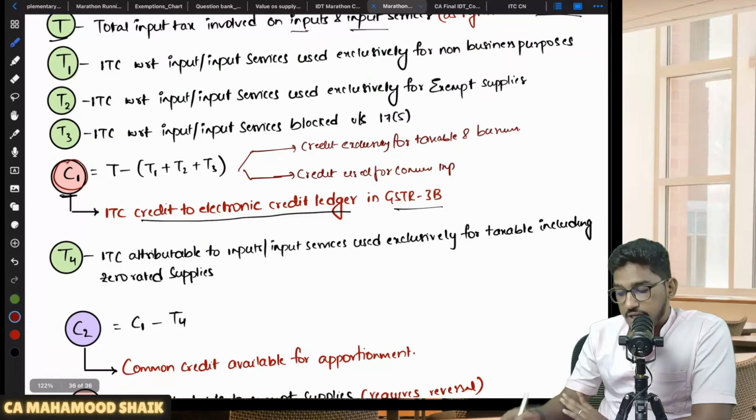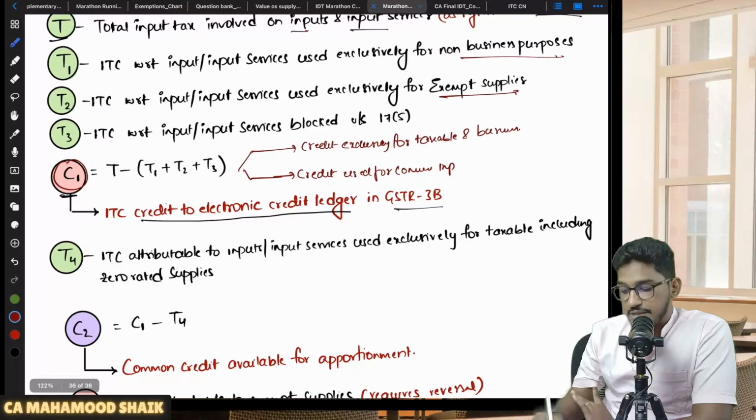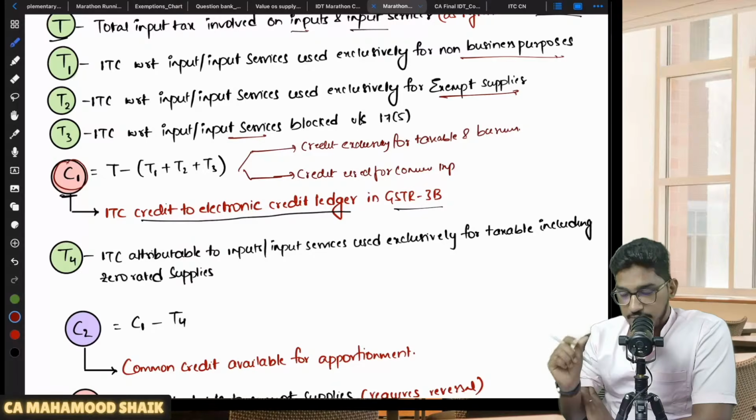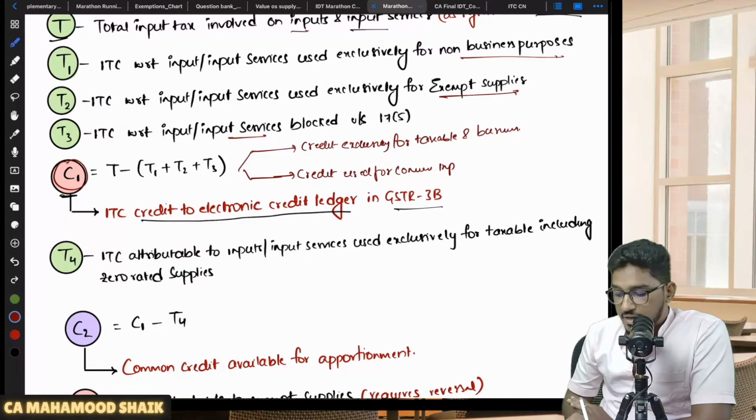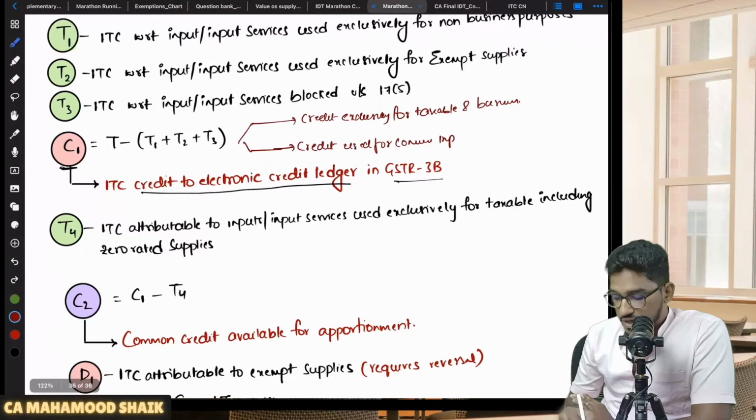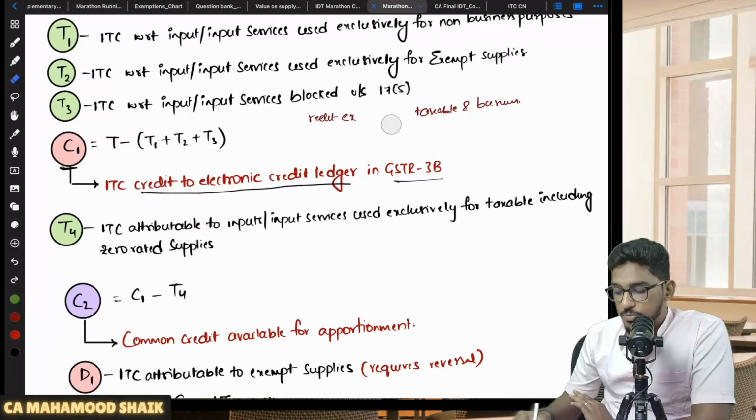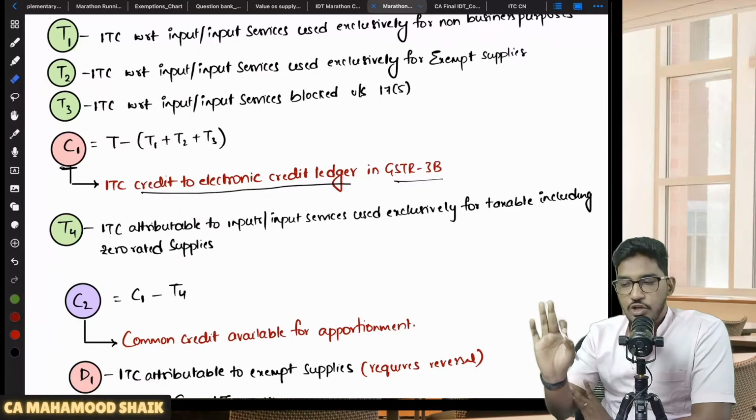In this C1, when you have excluded non-business purposes, exempt supplies and blocked credit, you are getting one figure. In that figure, credit which is exclusively used for taxable and business purposes is there, and credit which is commonly used for taxable and non-taxable, business and non-business purposes is there. Yes or no? So now what we should do is find out the common credit, because common credit we have to apportion. We have to apportion only common credit.